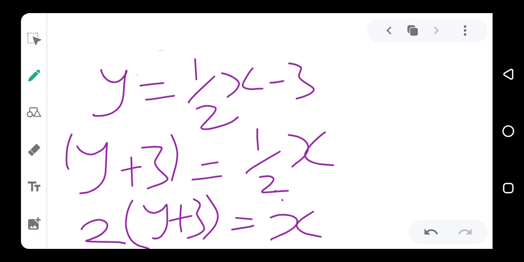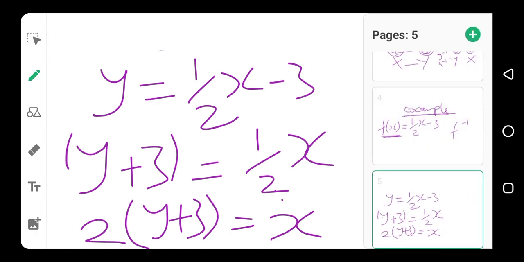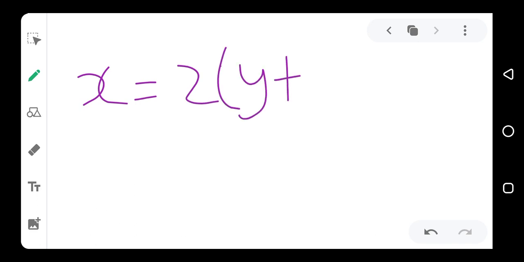So this becomes... we now have that x is equal to 2 brackets y plus 3. X is equal to 2 brackets y plus 3.